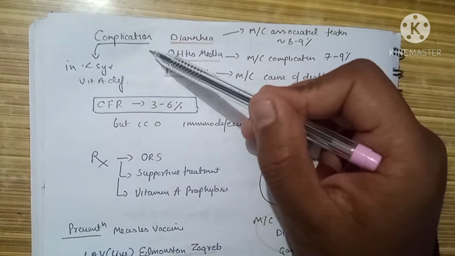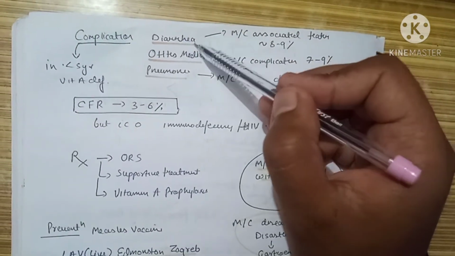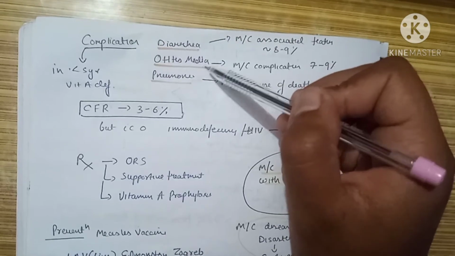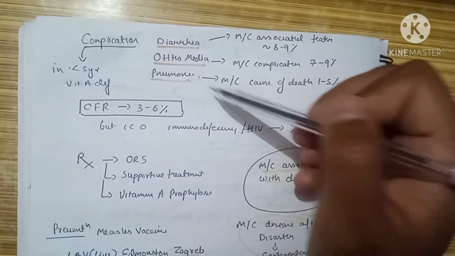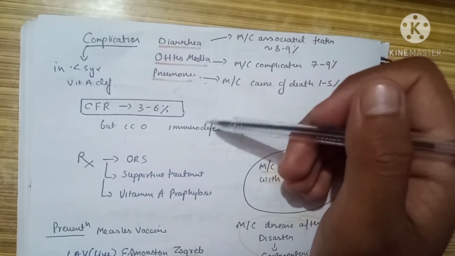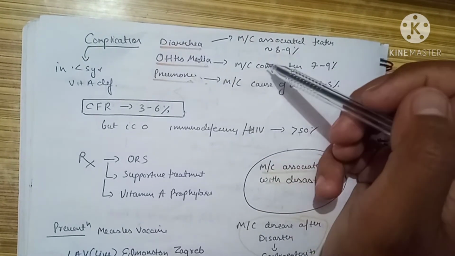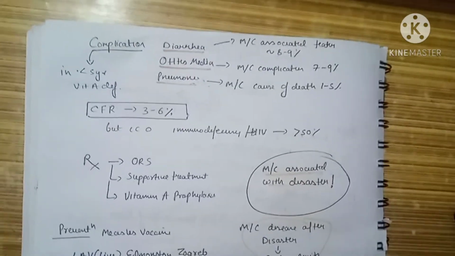Talking about the complications that occur in measles, measles leads to diarrhea, otitis media, and pneumonia. Now, pneumonia is the most common cause of death in the case of measles, and otitis media is the most common complication, up to 7 to 9%.